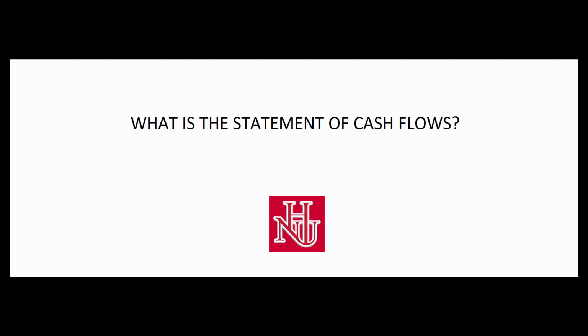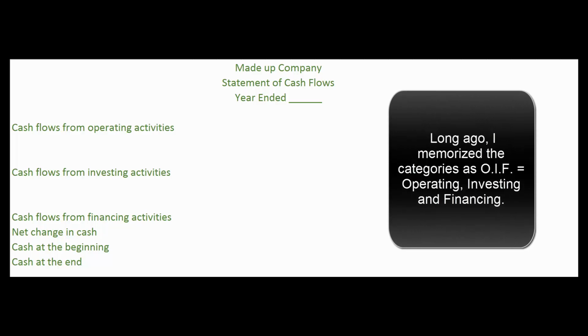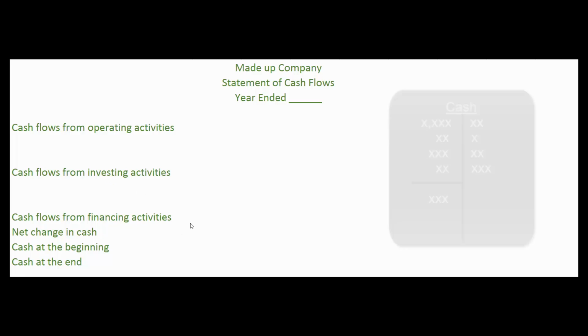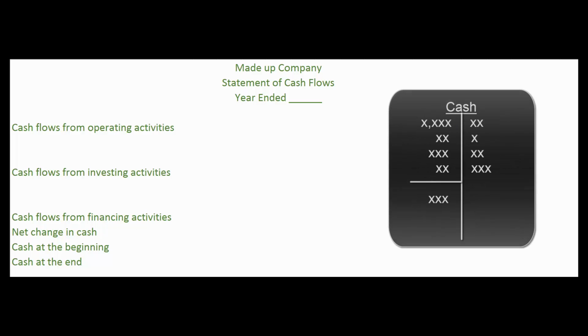Let's talk about the statement of cash flows. It is a financial statement that is not created from the accounting cycle, and it explains to the world how we got from our beginning cash balance to our ending cash balance. And it's going to break down the changes into three categories: operating activities, investing activities, and financing activities. And the problem is, when we debit and credit cash during the year, we don't have categories for operating, investing, or financing, so we have to kind of solve a puzzle.